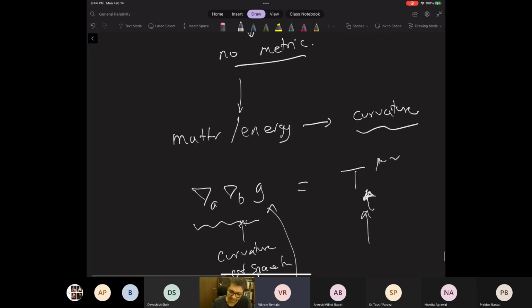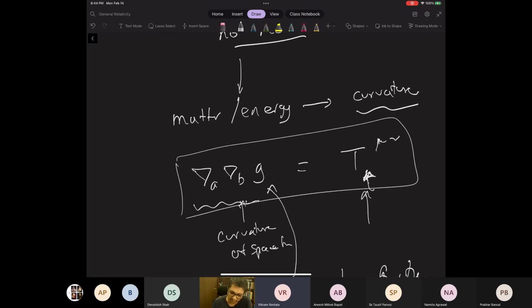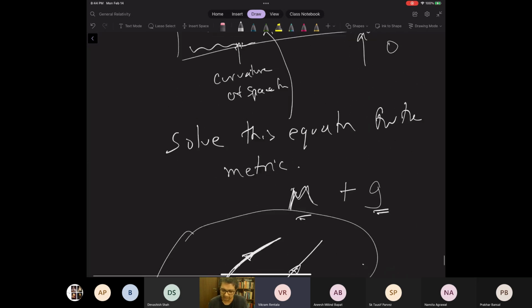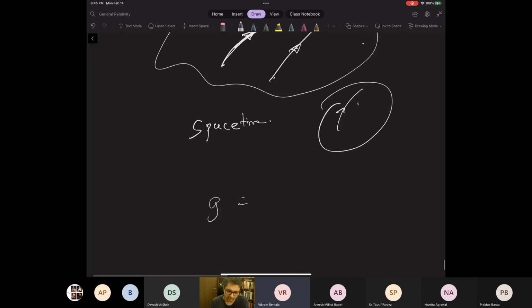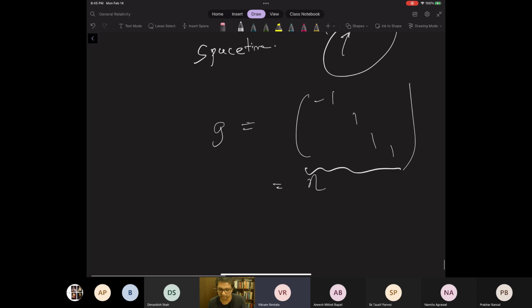Now it turns out that if you solve Einstein's equations, that is these equations, in the absence of any matter or energy, that is in vacuum, then the solution that you get for g, in some coordinate system, is eta. So basically special relativity, or the Minkowski metric, is a specific solution in general relativity. It's the solution when there is no matter field to source gravity.